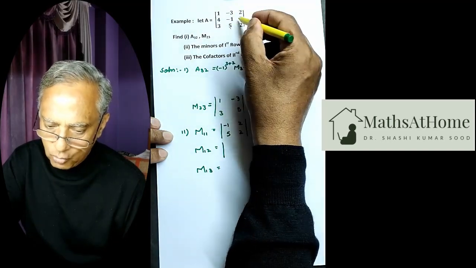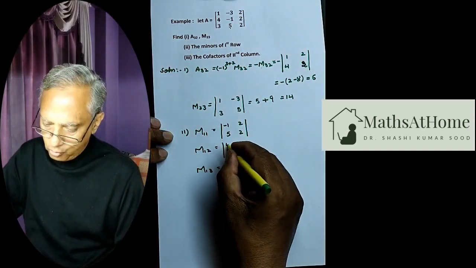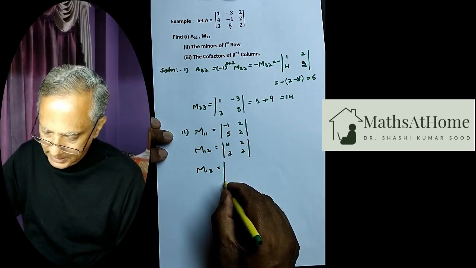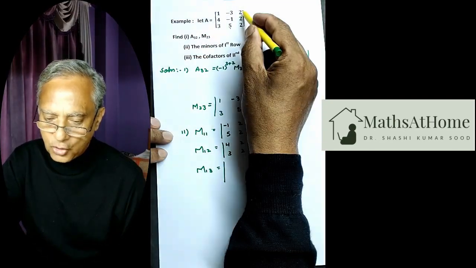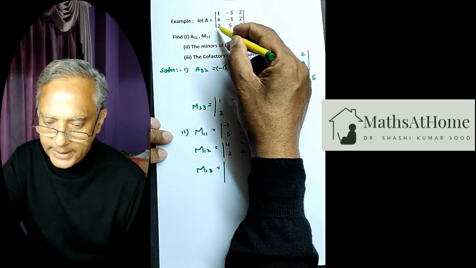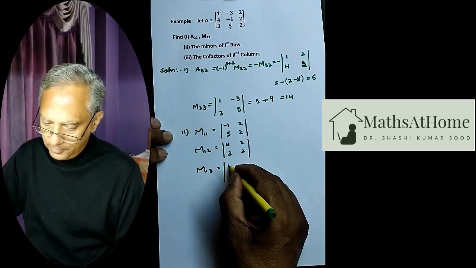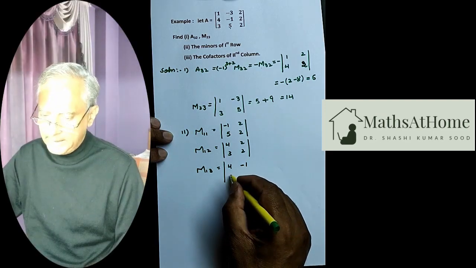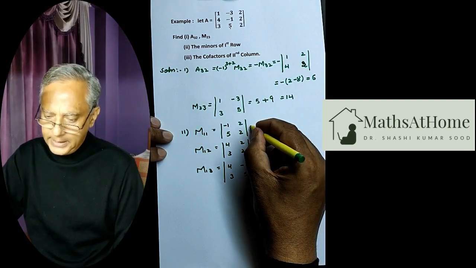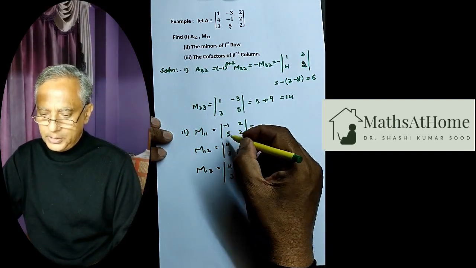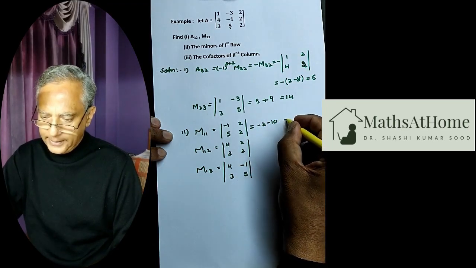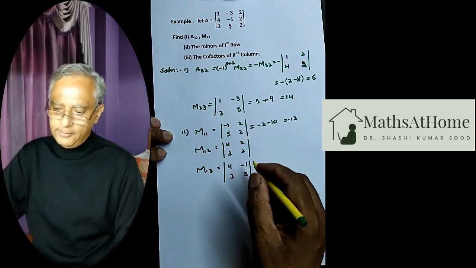First row, second column deleted, 4, 2, 3, 2 will be left. And similarly for M1,3, first row and third column will be deleted, and we will be left with 4, minus 1, 3, 5. Now evaluate these determinants. This will be this into this minus this into this. So minus 2 minus 10, that is minus 12.